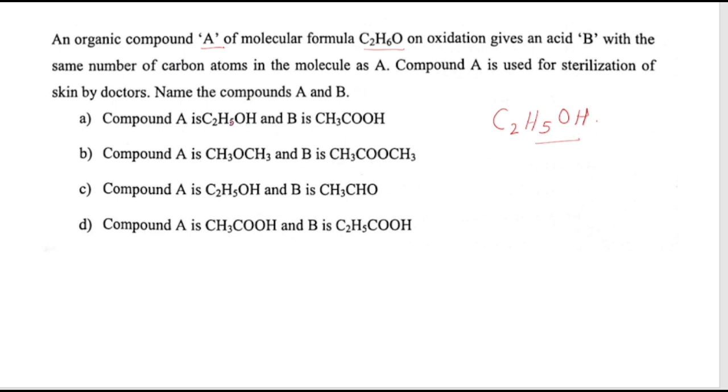So, there are two options with ethanol in the first place. What about B? B is an acid with the same number of carbon atoms, because ethanoic acid or acetic acid has 2 carbon atoms, like ethanol. So, option A: compound A is ethanol and compound B is acetic acid or ethanoic acid.